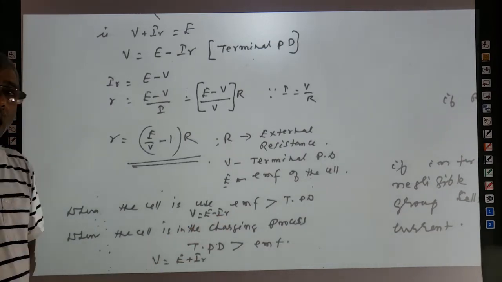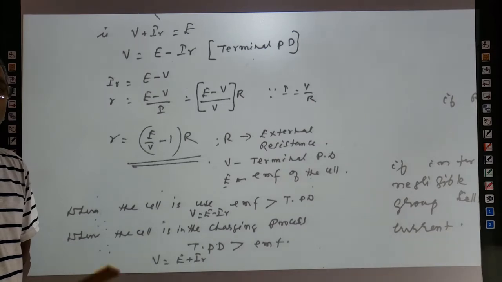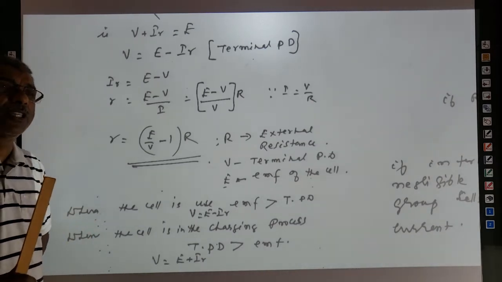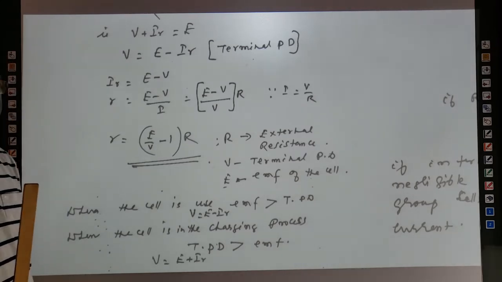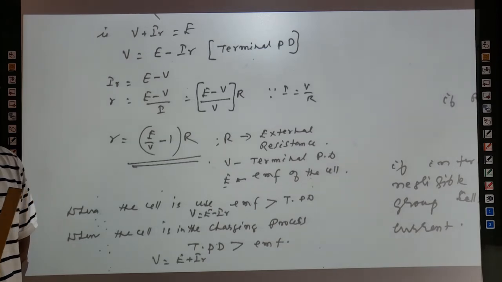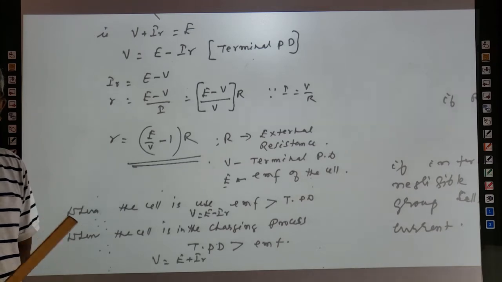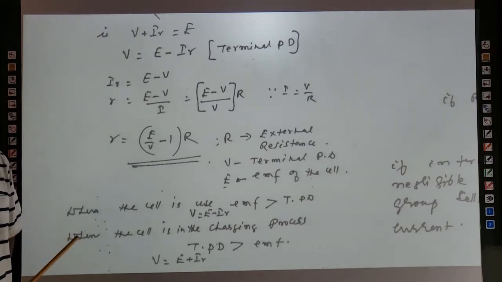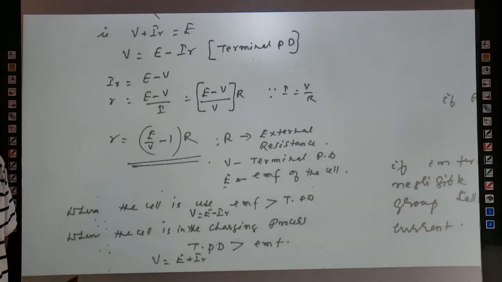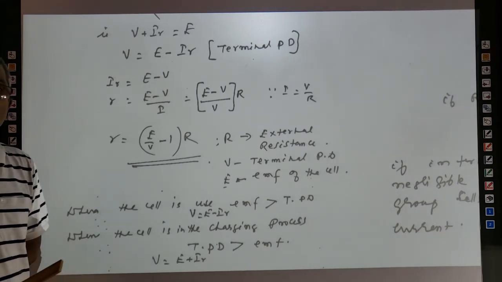Now, when the cell is in the charging process, there are two kinds of cells we have. One is simple cells, meaning primary cells. The other is called secondary cells. Primary cells do not need to be charged. Once the primary cell is made, we can use it directly. But secondary cells like acid cells, alkali cells, etc., are first constituted, then put for charging for about 24 hours, 48 hours, etc.